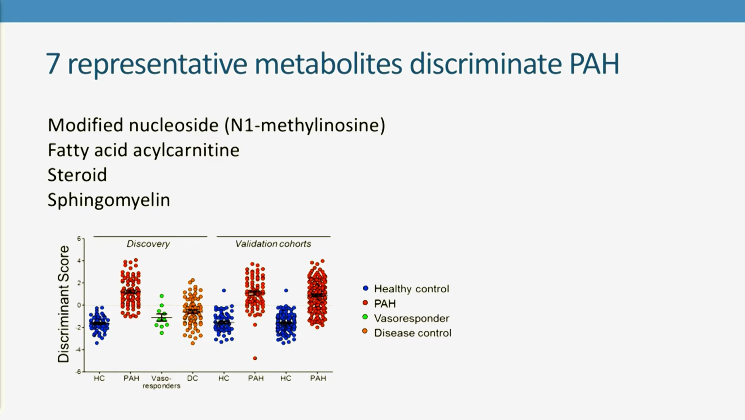And you can see in blue our healthy controls, in red our PAH patients. So the first 2 are our discovery analysis, and you can see that the score of just 7 metabolites was able to distinguish the patients very accurately.